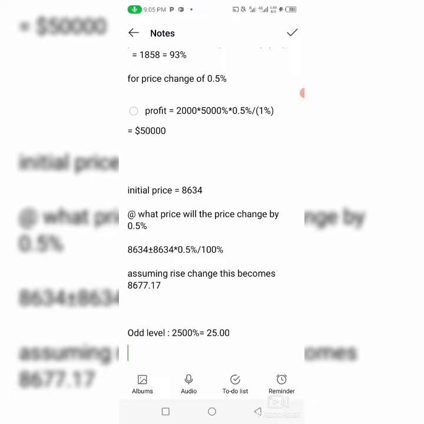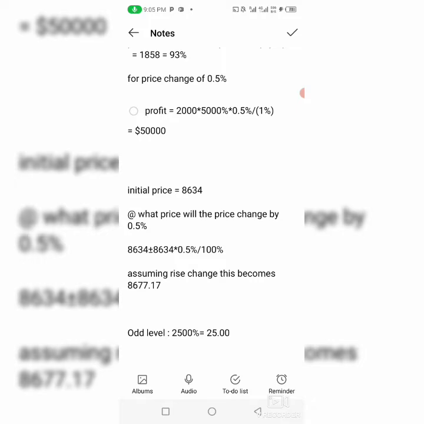Okay, so assuming a rise change, this becomes 8,677.17. That is the price at which you will expect a 0.5% change in price.